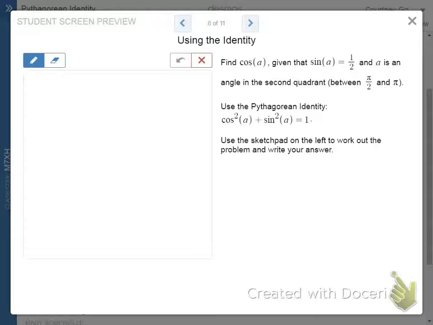Okay, so in this example, it asks us to find cosine of A, given that sine of A equals 1/2, and A is an angle in the second quadrant, which means it would be between pi halves and pi. It tells us to use the Pythagorean identity, and we can do our work in this sketch box. So, first thing we want to do is start with the Pythagorean identity, which is this. And then it tells us that sine of A equals 1/2.